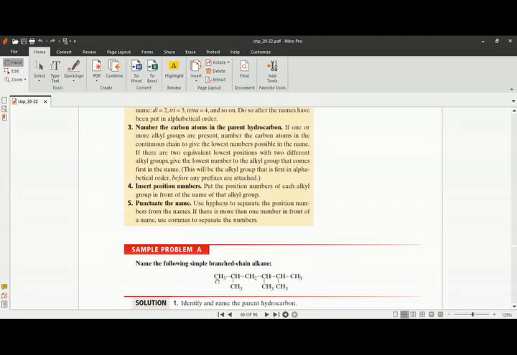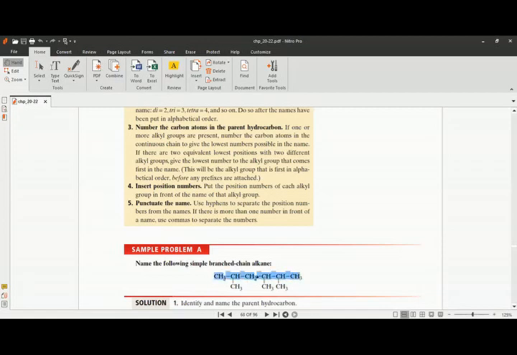Count with me. 1, 2, 3, 4, 5, 6. And you have only one branch for 3 carbon atoms. Here we have CH3, CH3, CH3. So you don't have to bend the chain in front of you.